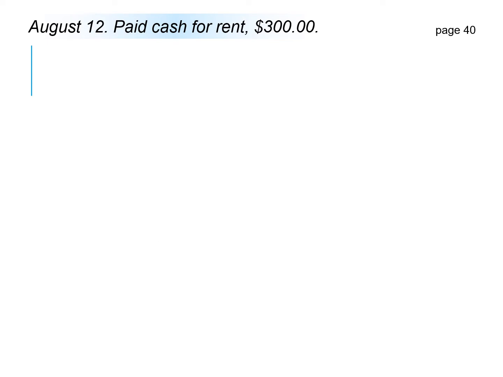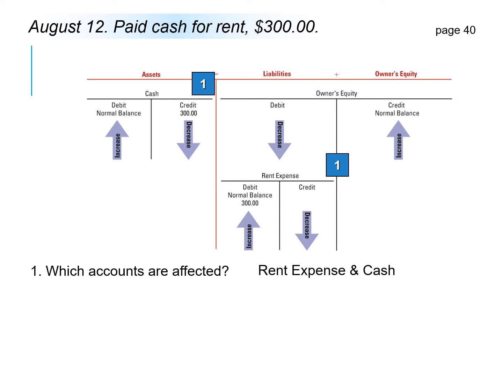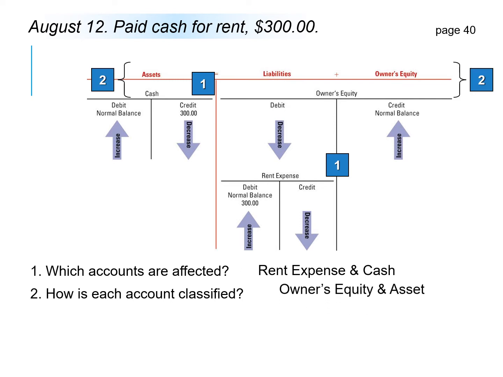August 12th, paid cash for rent, $300. What two accounts are affected? We know that we paid cash, so cash is affected, and we paid for rent. So we know rent expense will be affected. So our two accounts, rent expense and cash. How is each account classified? We know that rent expense is an owner's equity account and cash is an asset.